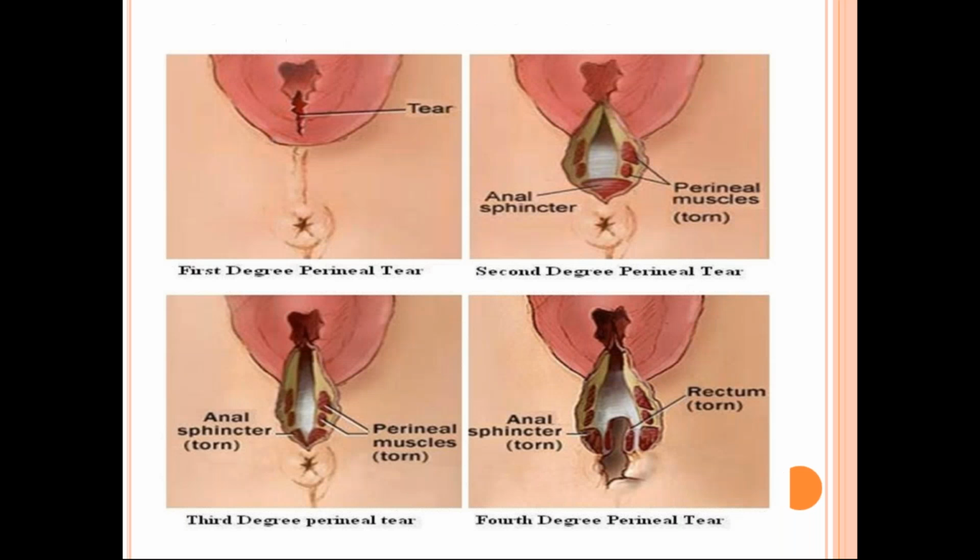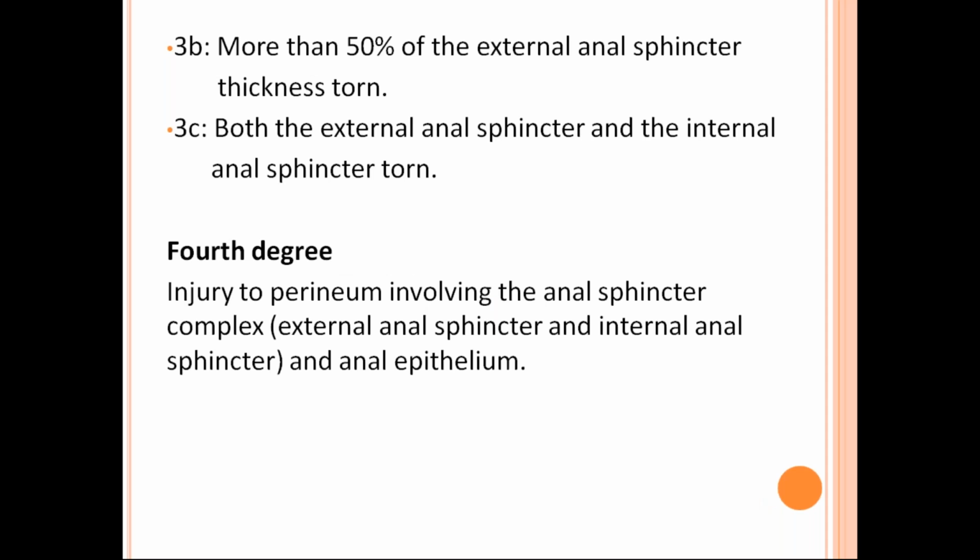That is less than 50%. If it is more than 50% of the anal sphincter thickness, that is again the external anal sphincter, internal anal sphincter. Almost all these things, the rectal mucosa and rectal muscles are also involved. And fourth degree injury involves the anal sphincter complex, including the anal epithelium. So it has gone up to the mucosa, either with the mucosa or the submucous layer.